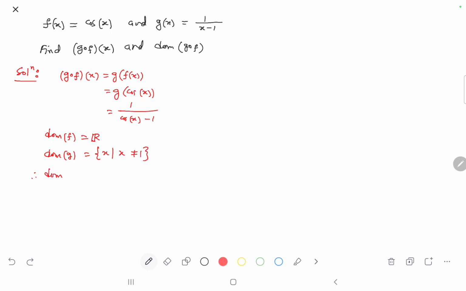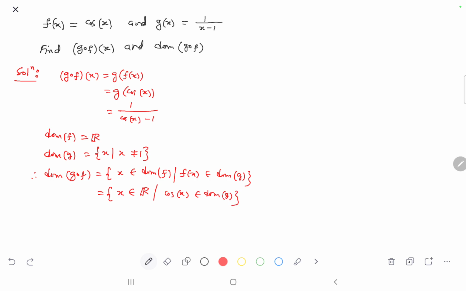Okay, let me write down the domain of g composition f. By definition, we have to take those elements from the domain of f such that f(x) is in the domain of g, right? So those x belonging to R such that f(x), meaning cosine x, is in the domain of g. Domain of g contains all real numbers except one, so cosine x must be not equal to one. Is it okay?